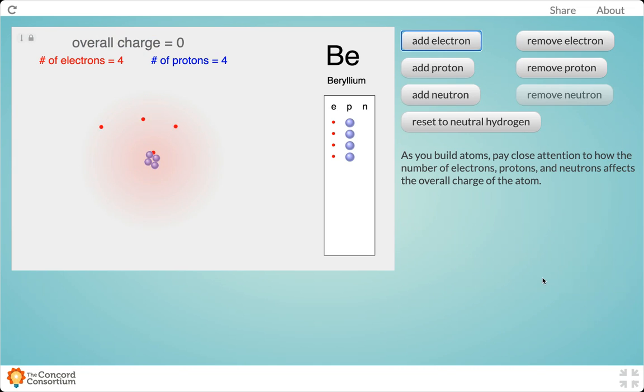So the big ideas here: one element is different to another element because the number of protons is different, and neutral atoms have equal numbers of protons and electrons, and neutral means that it has no overall charge.